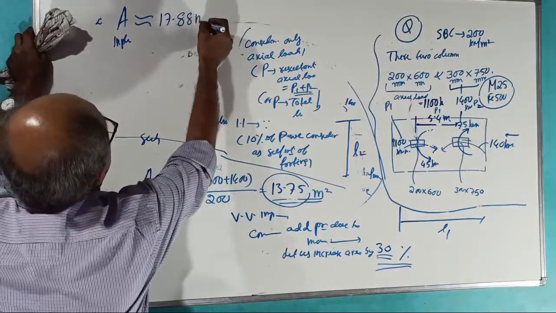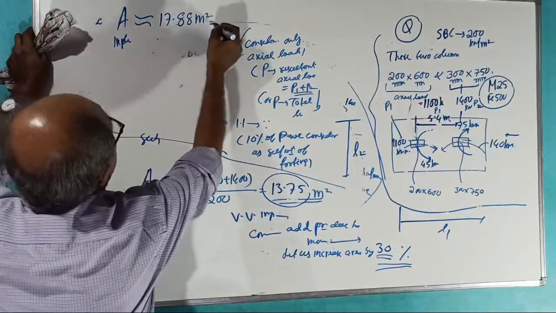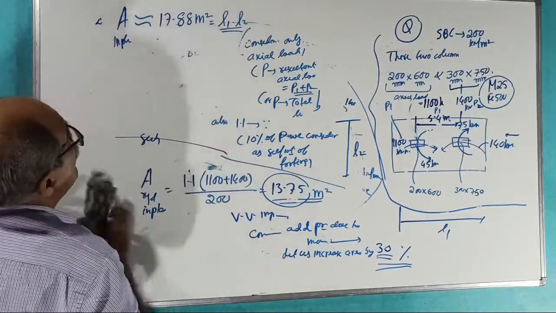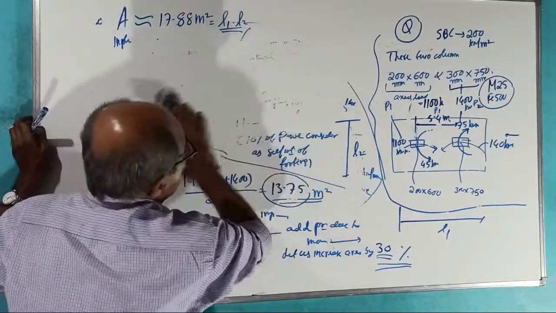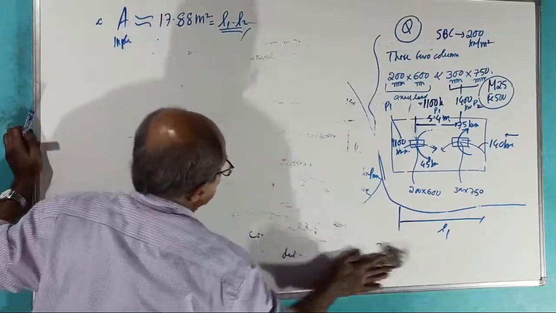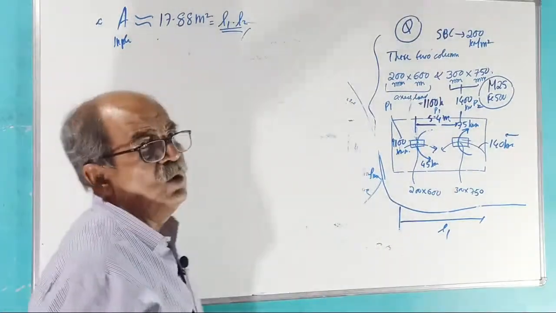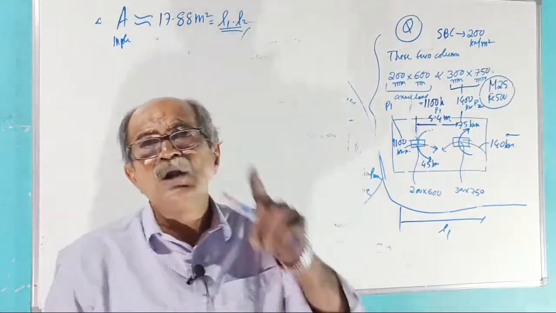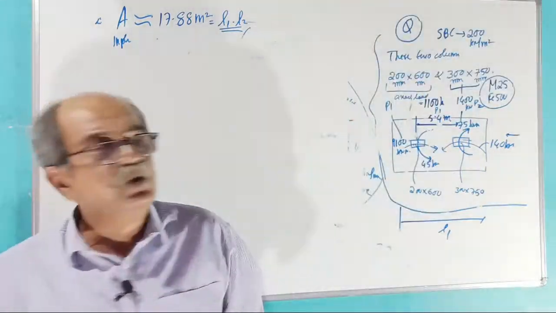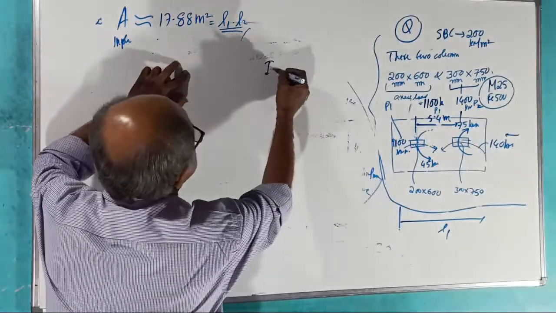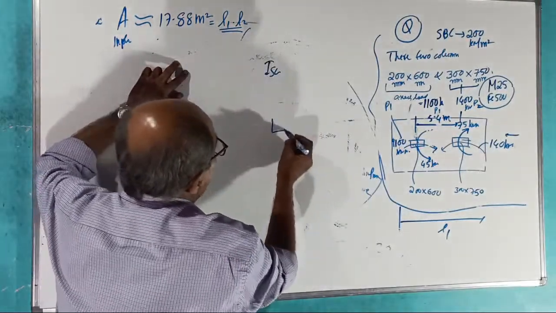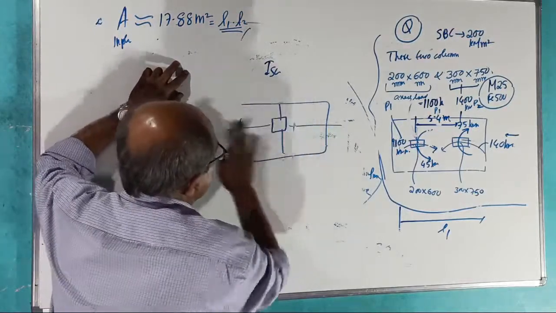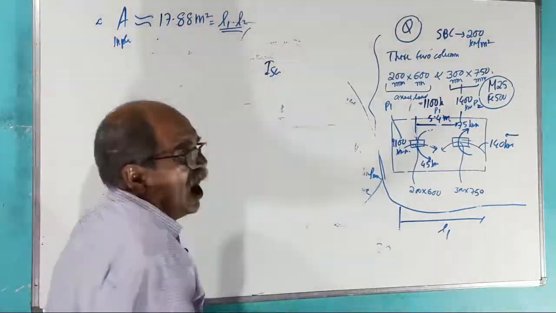17.88 meter square. This will be equal to L1 into L2. Correct? Okay. Now, very, very important. Do not go to that isolated case where you make this projection equal this projection. Don't make it here. That is not valid here.